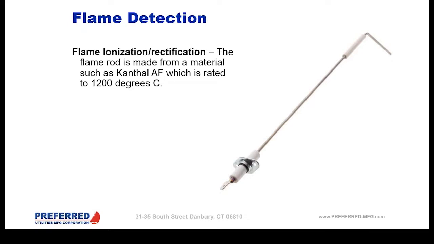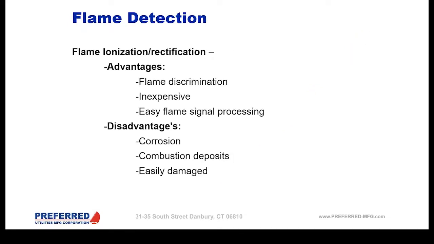The advantages of a flame rod or flame rectification is flame discrimination. The nice thing about that rod is we can say we want this much flame out to this point, or we're not going to recognize it. In other words, we can actually determine how far we want that flame length to be. So that is a real nice way of doing it. It is quite inexpensive for the most part, and it's very easy flame signal processing from an electronic standpoint. So there's some real advantages to it.